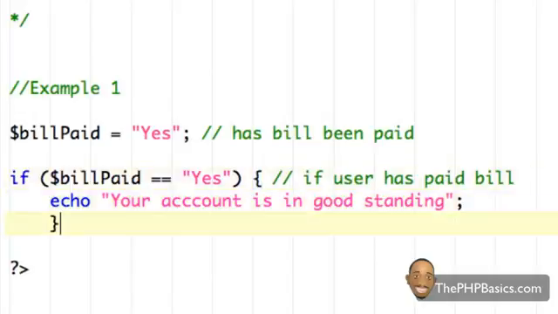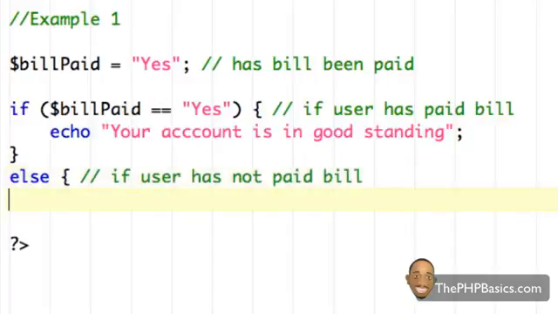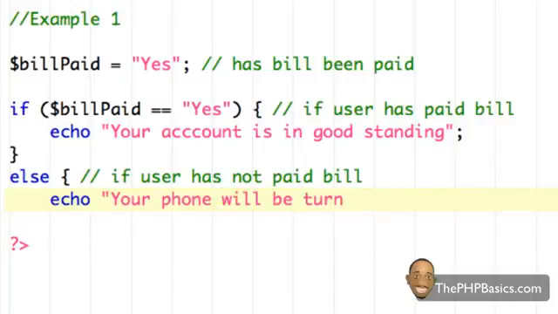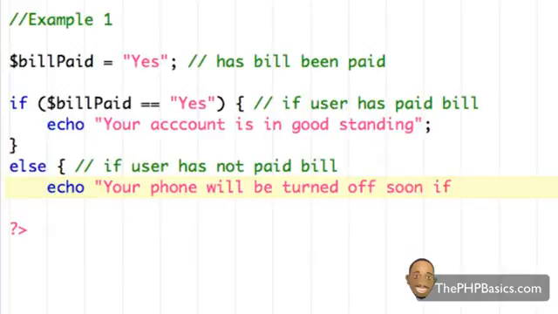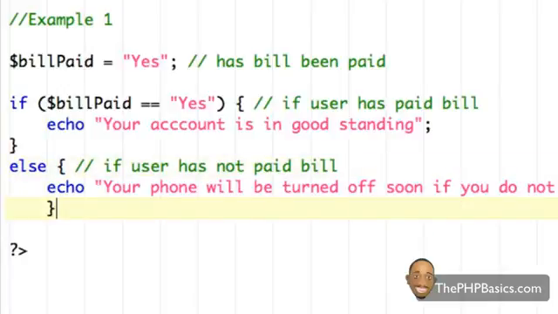And then I'm going to close my curly brace, and then I'm going to start the else portion of the if else statement. Open my curly brace. In a comment, I'm going to write "if user has not paid bill." On a new line, I'm going to say echo "your phone will be turned off soon if you do not pay." It's pretty long, but anyway, that'll work. And then I'm going to close my curly brace.